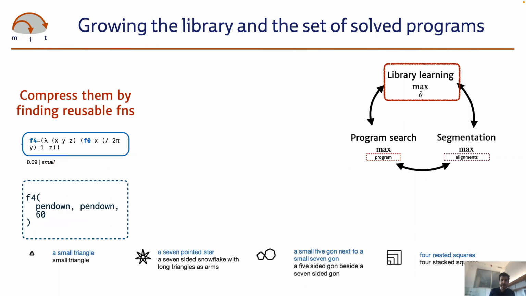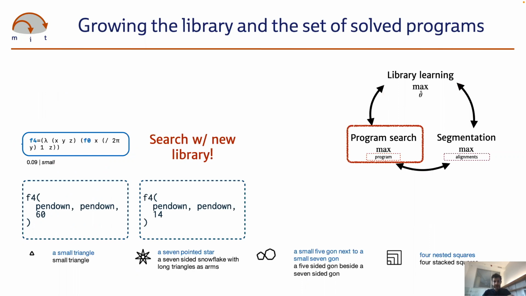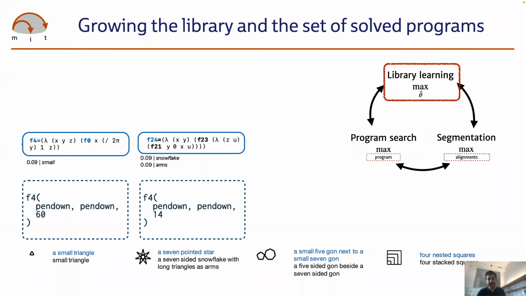And once we've found a few programs, we'll compress these programs using this procedure that we saw before, and add these functions that we compressed out back to the library that we use for doing search. And now once we've done that, we've made our search problem easier. And when we go back to the search step, we can find more program fragments, abstract more reusable pieces, and so on and so forth.